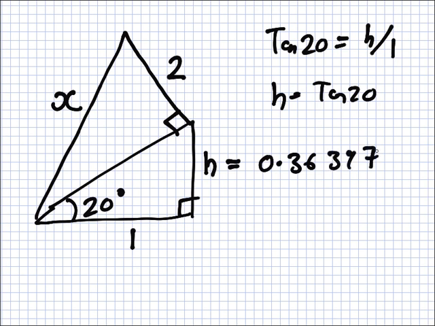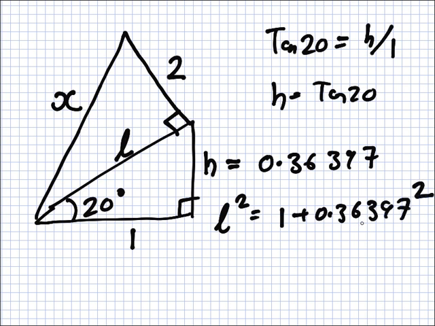Okay. Now, what should I get next? I should get the hypotenuse here. I'll call it L. What's the best way to get L? I could just use Pythagoras. I could say L squared equals 1 squared plus 0.36397 squared. So what's the L?